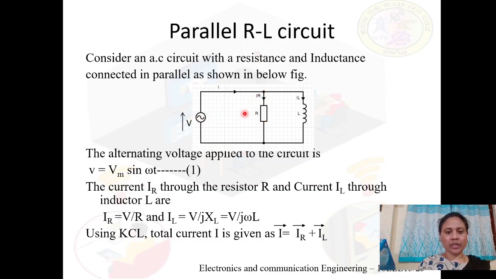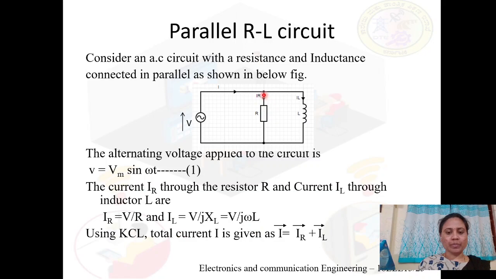For this AC circuit, the applied voltage, let us take it as V, due to which the current flowing through the circuit is I, and at this particular node point, this current gets divided between R and L. Therefore, the current flowing through R, let us call it IR, is V by R. And the current flowing through L, let us call it IL, is V by j XL, where XL is the inductive reactance, which can also be represented as omega L.